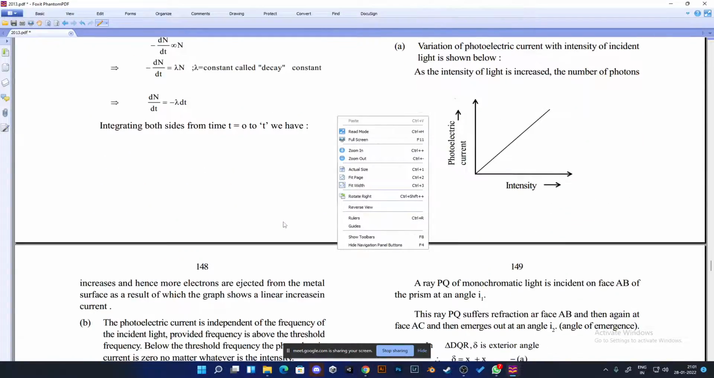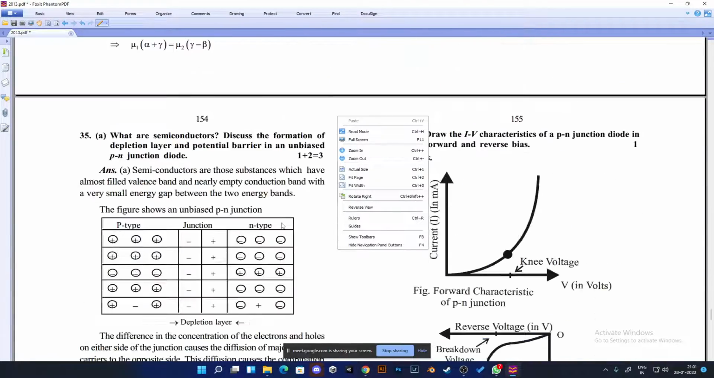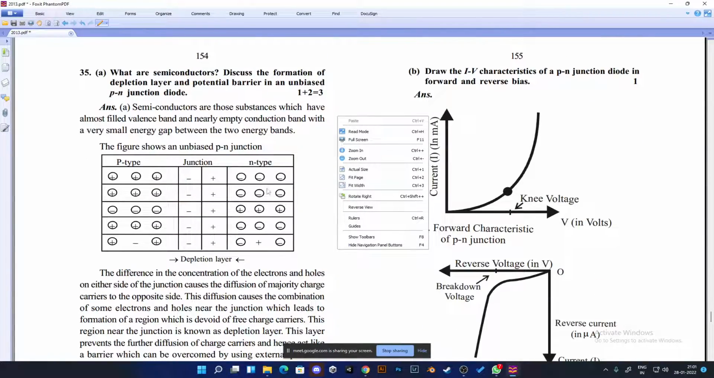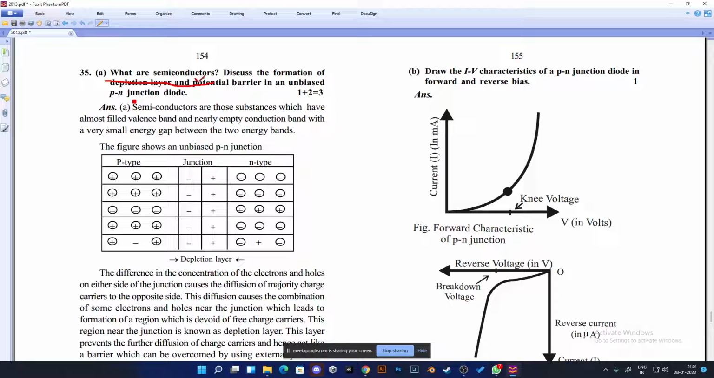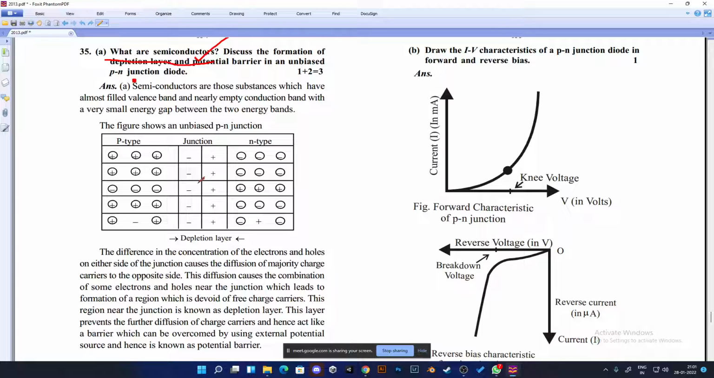Not here also. Not here also. Oh, look at this, this one you study nicely. What is a semiconductor? Very easy question. Discuss the formation of depletion layer and potential barrier. Please remind me, I have to send you this. Let me click the photo right now. Okay, this one you study.